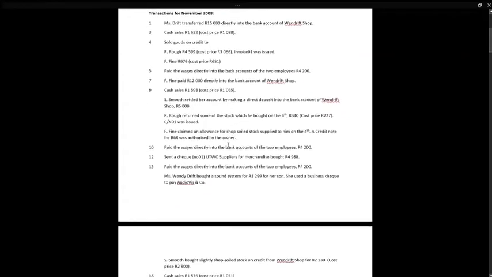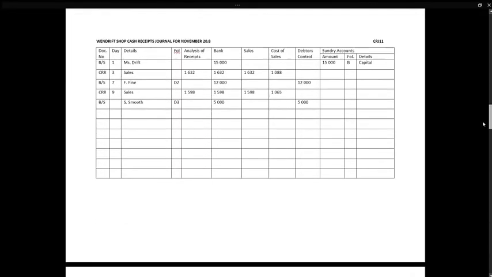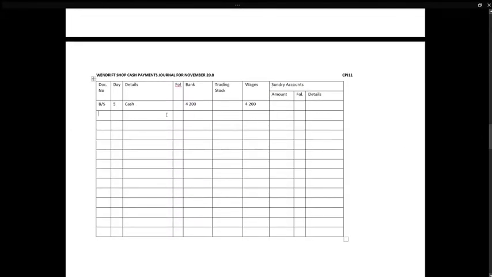Next transaction took place on the 10th. Paid the wages directly into the bank accounts of the 2 employees, 4,200 Rand. Okay, so we've done this transaction before, just on a different date. So directly means bank statement will be my source document. This took place on the 10th. That did not give me an employee's name. Cash, remember, informal way of payment. I don't need their names. So bank will decrease with 4,200 Rand and my expenses will increase with 4,200 Rand. Right.